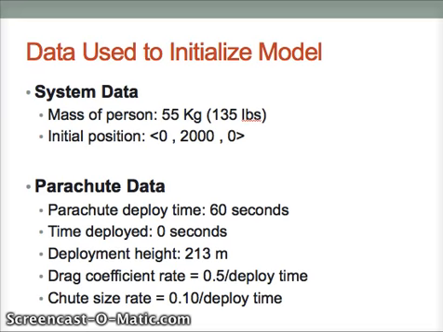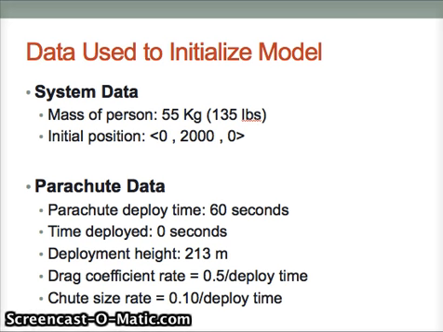For my model, I needed to create a specific scenario. I chose to model the motion of a 55-kilogram person skydiving from 2,000 meters above the surface of the Earth, the average weight and height of a typical skydive. To include the effects of the parachute in my model, I first defined the time the parachute takes to open to be 60 seconds, a statistic I retrieved from the internet, and set the deploy height to be the average minimum safe deploy height of 213 meters. This was to be my starting point.